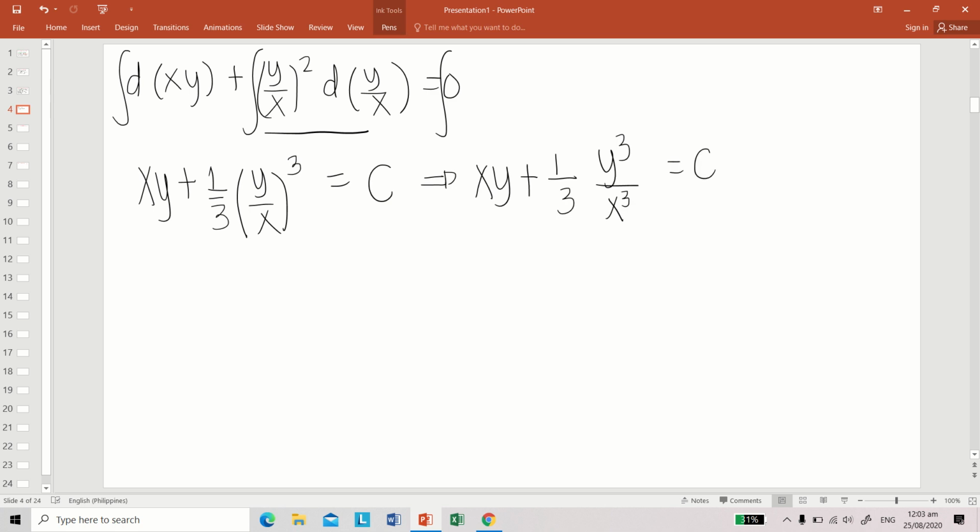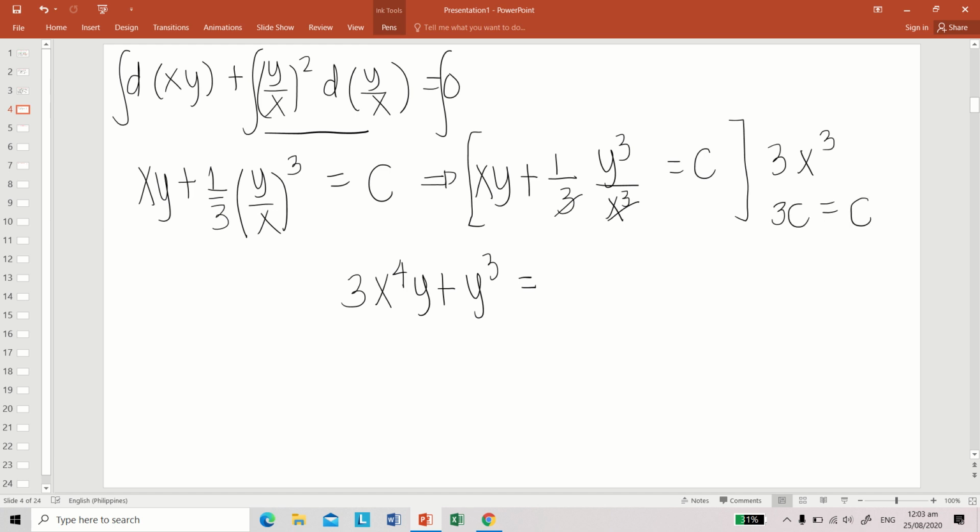And then, we can also say that by multiplying both sides of the equation by 3x cube, so I will multiply it by 3x cube to simplify our equation. We're going to have 3x to the fourth y plus, so 3x cube will cancel out on this term, so we're going to have y cube is equal to 3, so this is going to be 3c x cube. We know that 3c also is equivalent to c because it is just a constant. So we're going to have c x cube. So that's the answer.